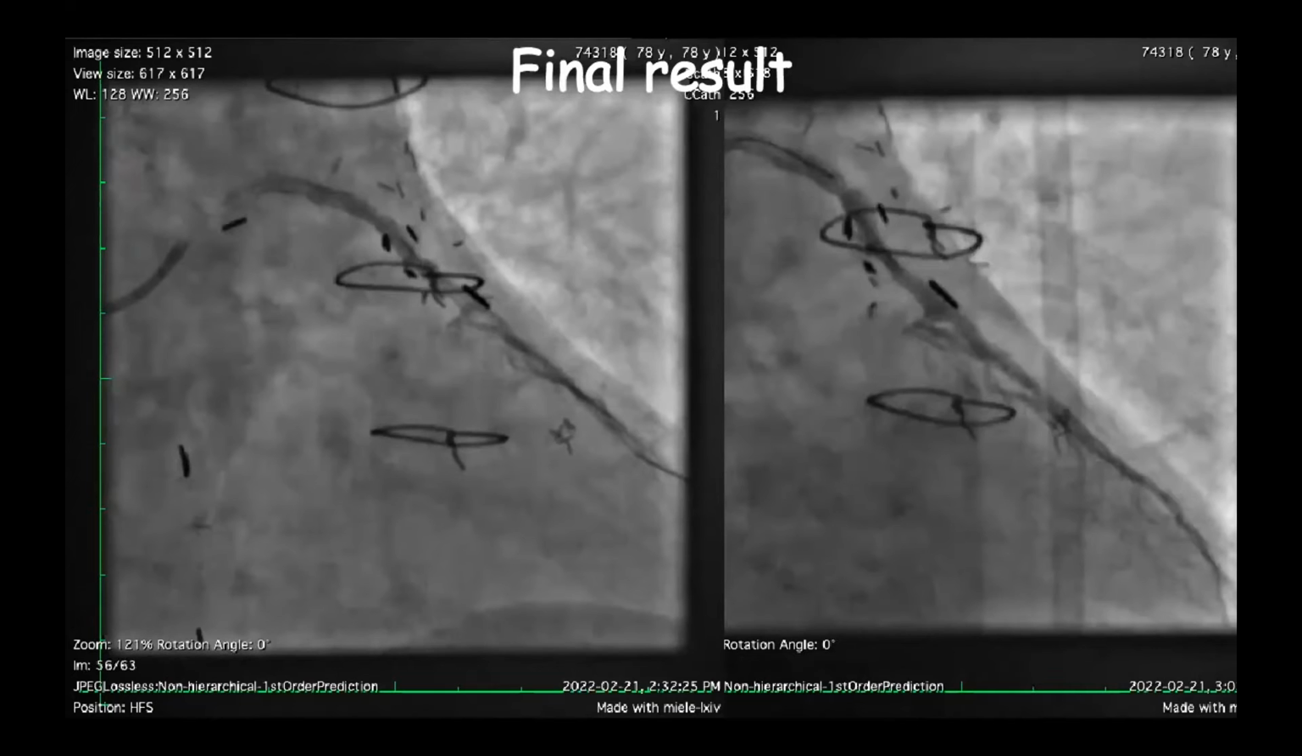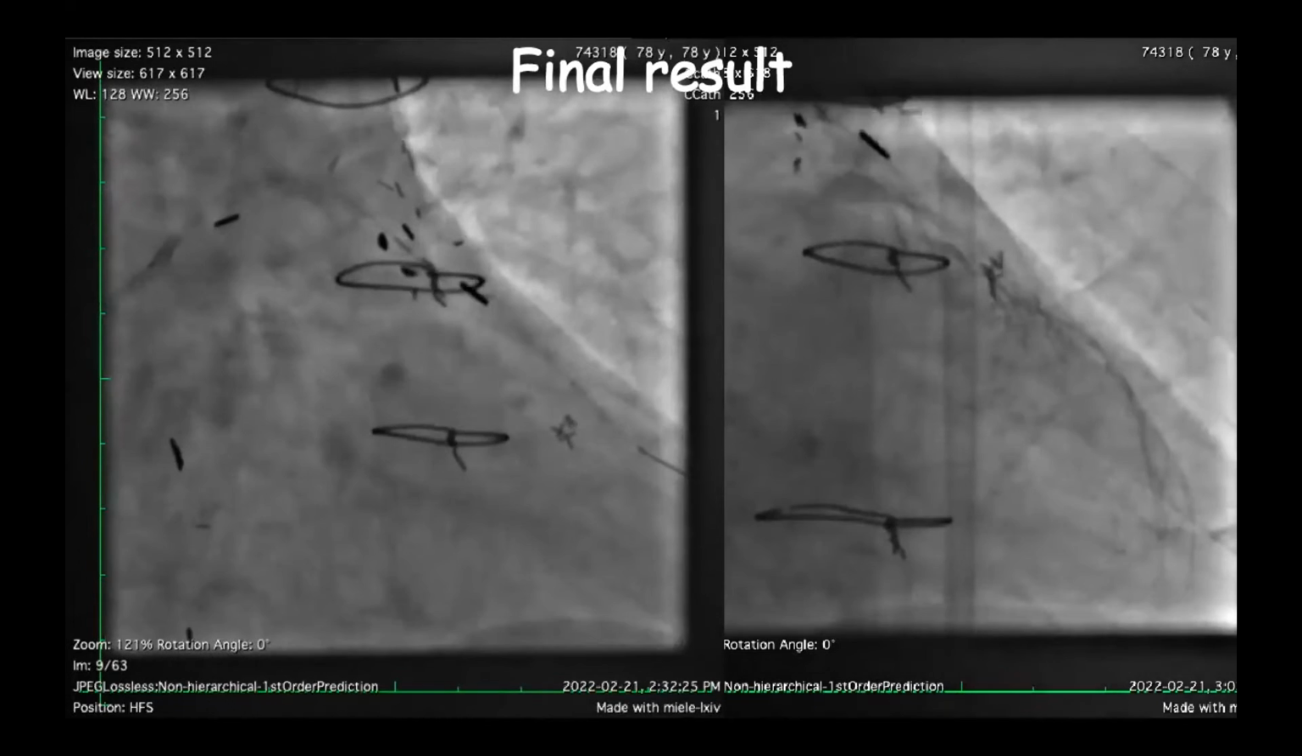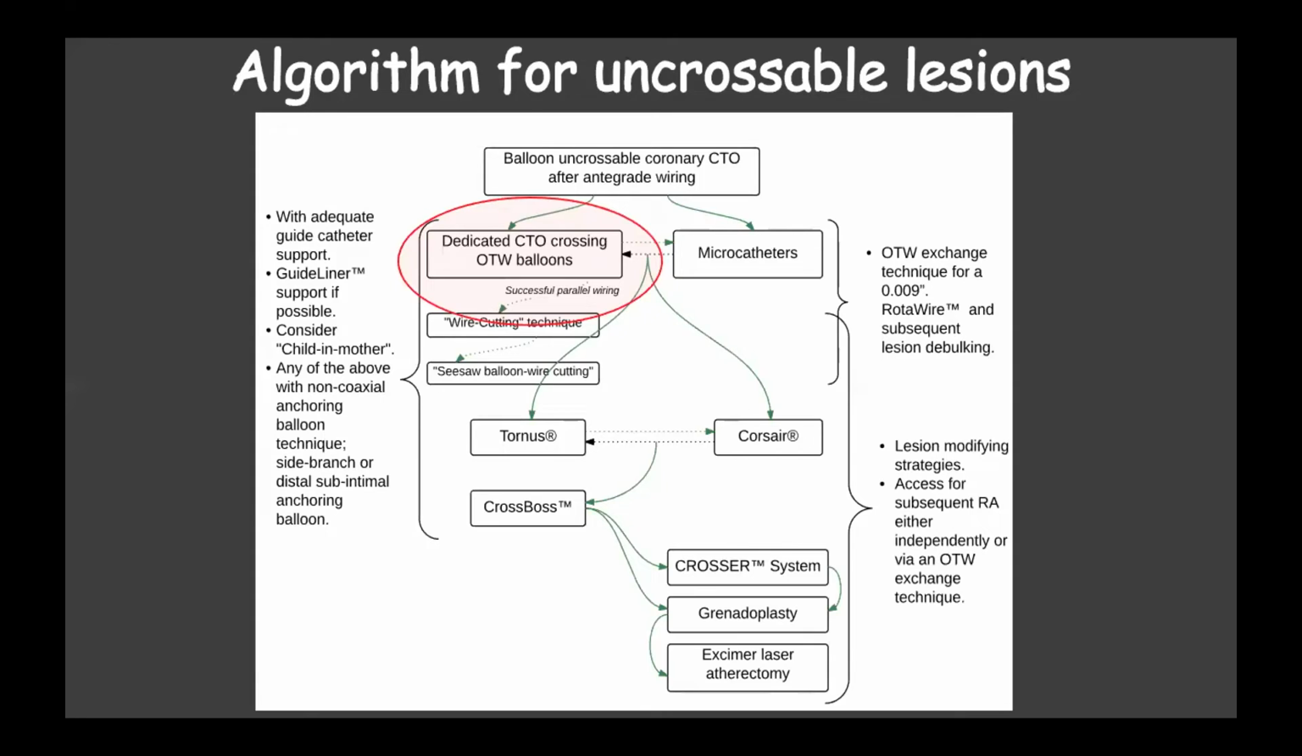So dedicated CTO crossing balloons are at the forefront of the algorithm for crossing uncrossable lesions. I prefer that we start with the Alveo CTO crossing balloon in every challenging and difficult case as a baseline.